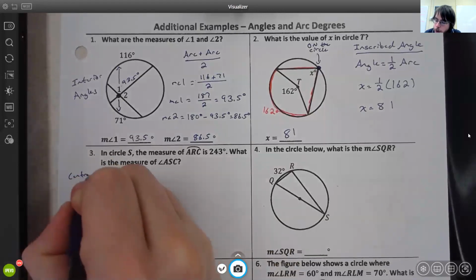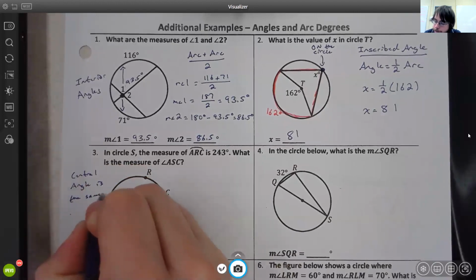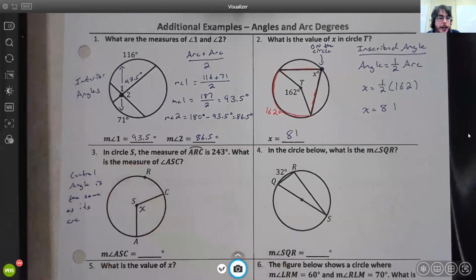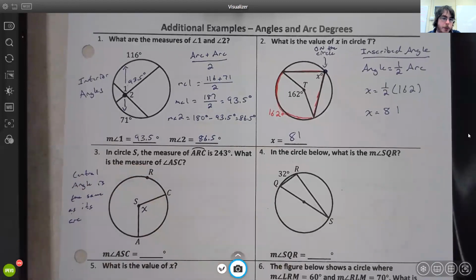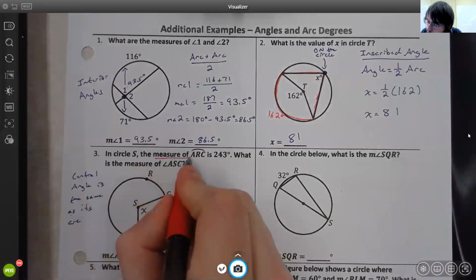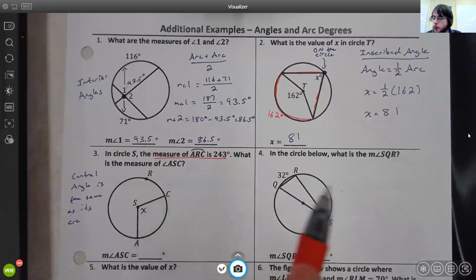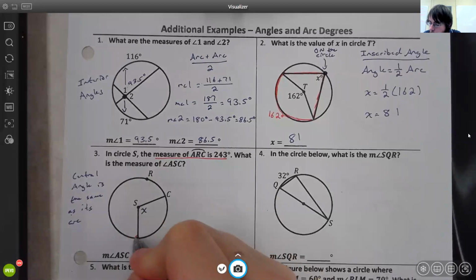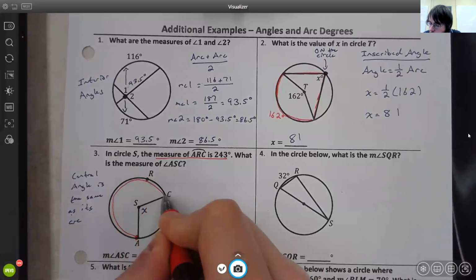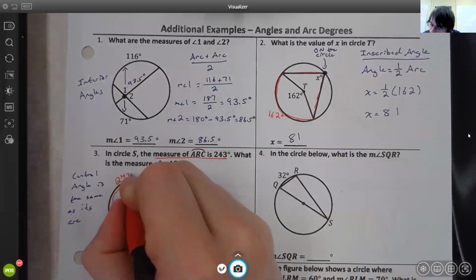And we know that the central angle is the same as its arc. So if we can determine the arc, we can determine the angle because they have to be the same. Now, in our problem, it says the measure of arc ARC is 243 degrees. And we know that's a major arc because it's greater than 180. So we start at A, and we go over to the left until we hit R, and then until we hit C. And that is 243 degrees.